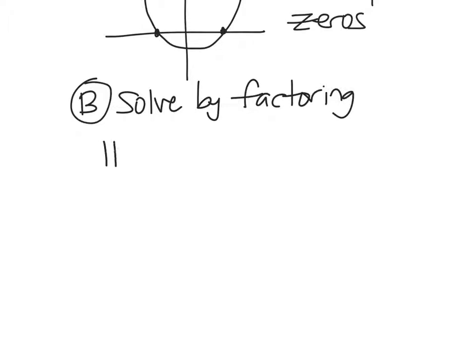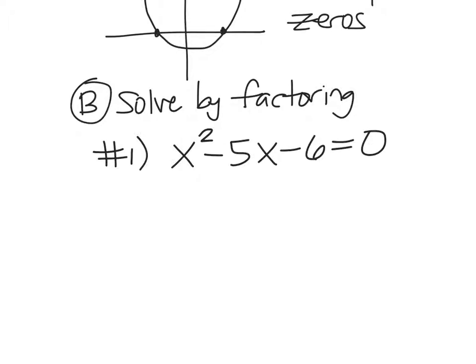Here we go. Number 1. We have x squared minus 5x minus 6 equals 0. Okay, we need to solve this equation. In other words, we need to find out what x is that's going to make this whole thing 0. If I try guess and check, I can try 0.